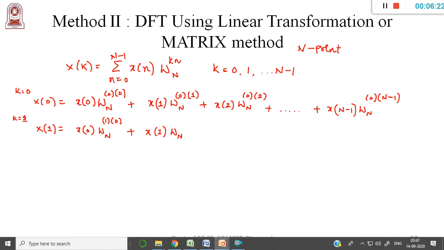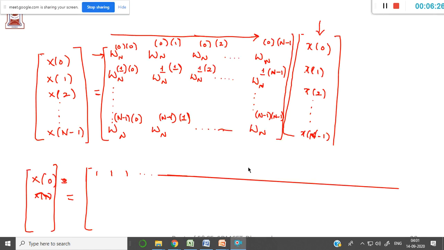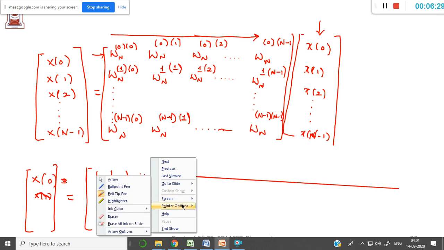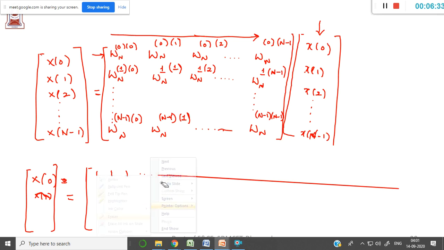I think my screen is not visible once again. Okay. So, screen recording is off. Yes, yes.